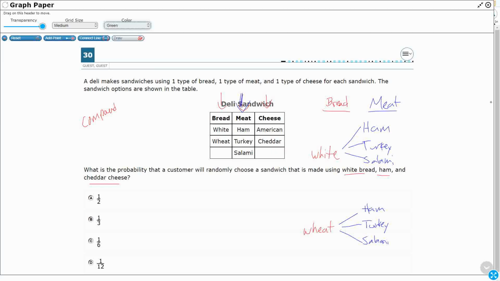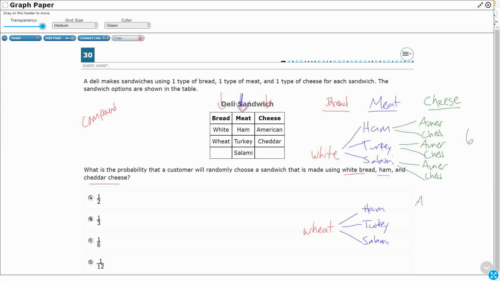But I'm not done yet. Now, let's get the cheese. 2 options, American and cheddar. So with my ham, I'm just going to put AMER, CHED. So with my white ham, I can have American and cheddar. With my white turkey, I can have American and cheddar. And with my salami and white bread, I can have American and cheddar. So 2, 4, 6. 6 options there.